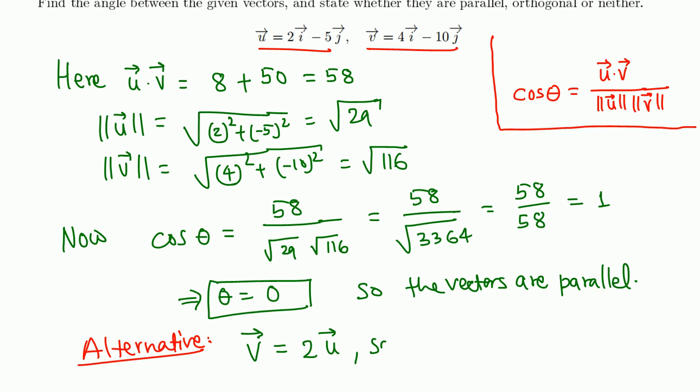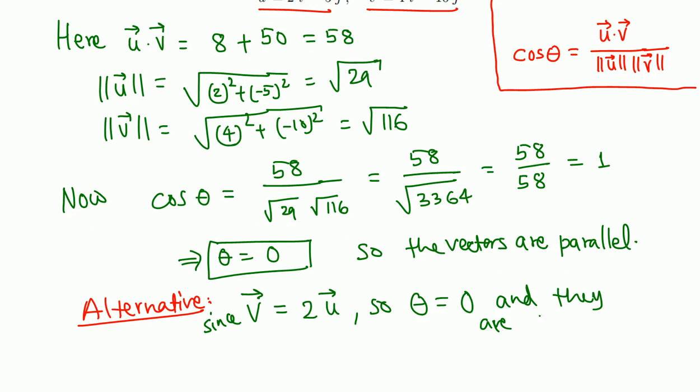So the angle theta between these two vectors v and u is 0, because one vector is just a constant multiple of another. Okay, 0, and they are parallel. Okay, this is it.